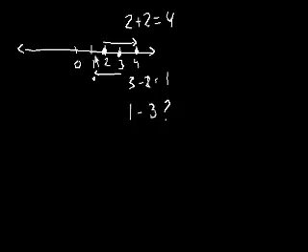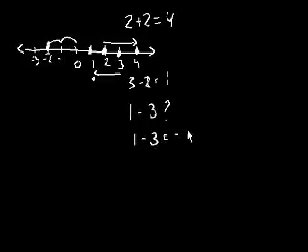Well, it's the same thing. You start at 1, and we're going to go below 0. What happens below 0? Then you start going to the negative numbers. Negative 1, negative 2, negative 3, and so on. So if I start at 1 right here, 1 minus 3, I go 1, 2, 3, and I end up at negative 2. So 1 minus 3 is equal to negative 2.